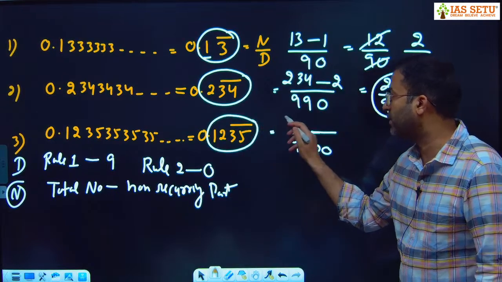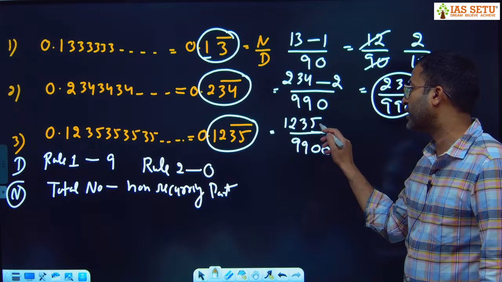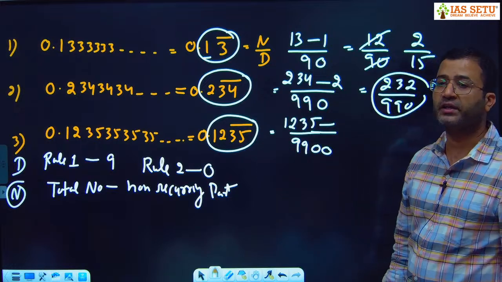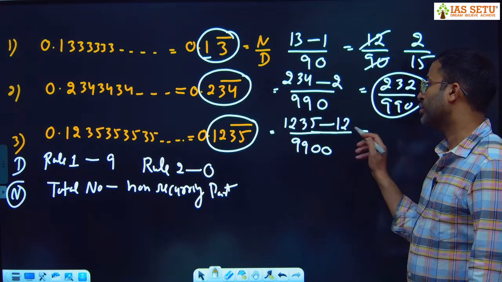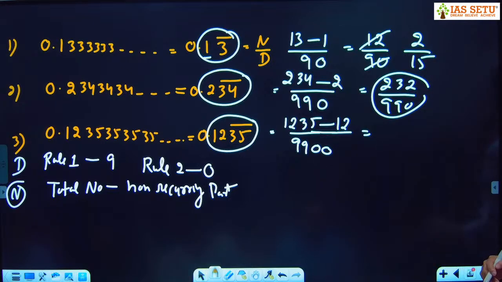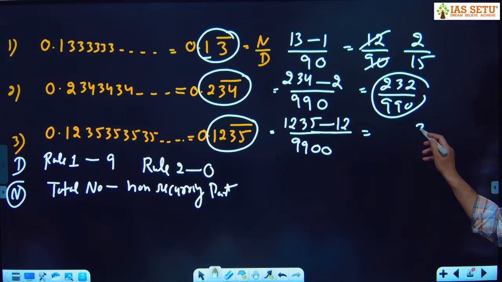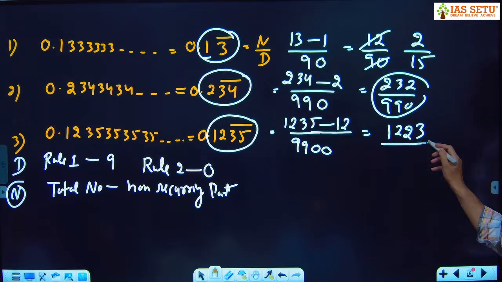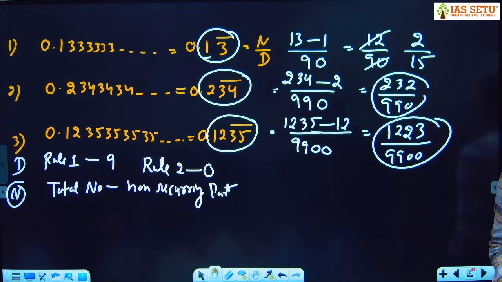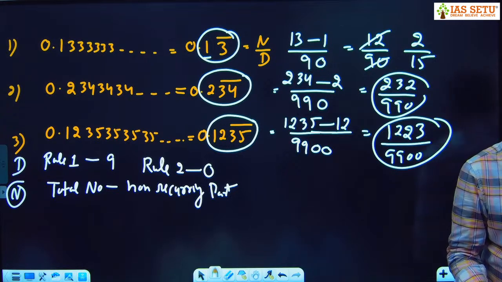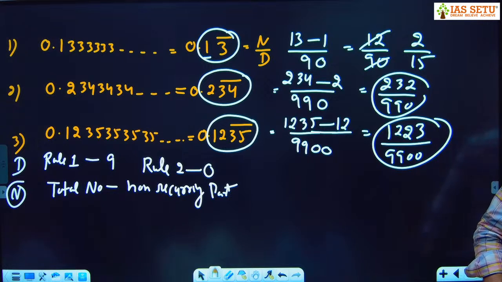Let me repeat here. What is the total number? 1, 2, 3, 5. Out of this, which is not repeating? 1 and 2. So your answer is 1235 minus 12. 5 minus 2, 3. 3 minus 1, 2. So here 1223 upon 9900. I take two more examples so that you will be comfortable here with this type 2.